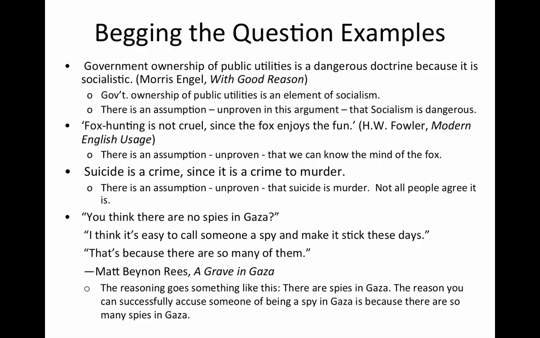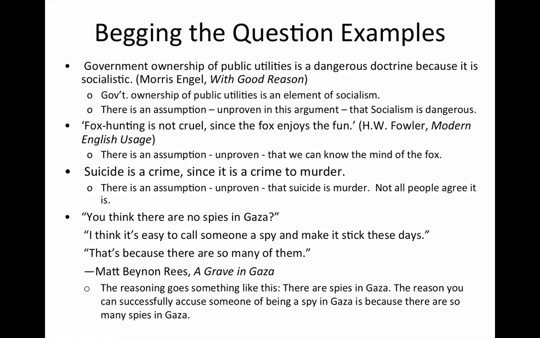Now let's take a look at some examples. Government ownership of public utilities is a dangerous doctrine because it is socialistic. So, one of the problems here is that the conclusion is simply a restatement of the premise. Government ownership of public utilities just is one of the ways in which we define a socialistic government. And then there's the assumption that's not yet been proven, namely that socialism is dangerous. And we would want to know how so. So we need that to be proven before we can accept the rest of the reasoning.